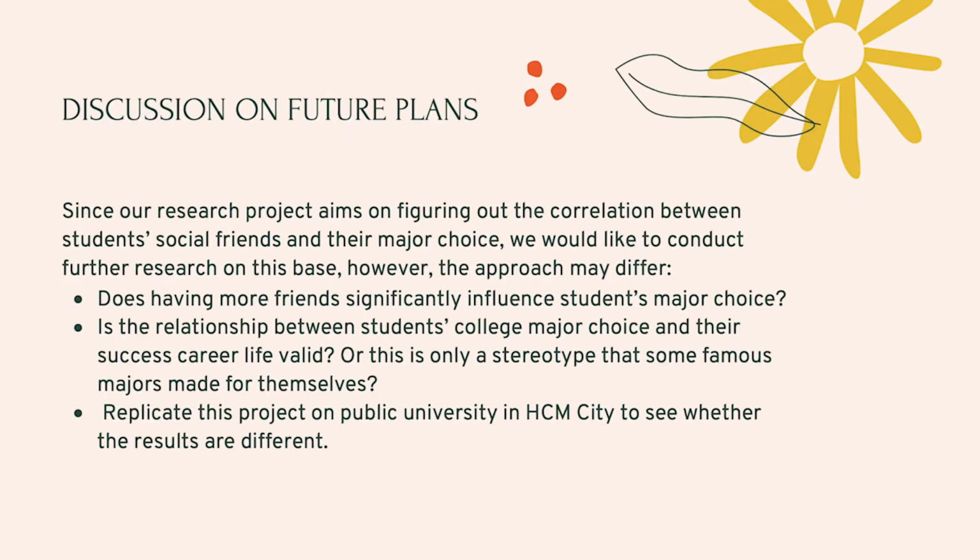And lastly, we would also like to open a discussion on some future plans based on our research question. Since our research project aims at figuring out the correlation between students' social friends and their major choice, we would like to conduct further research on this base. However, the approach may differ. The first one is that by having more friends, an individual is more likely to be exposed to different opinions and perspectives. Therefore, this may significantly influence one's major choice.